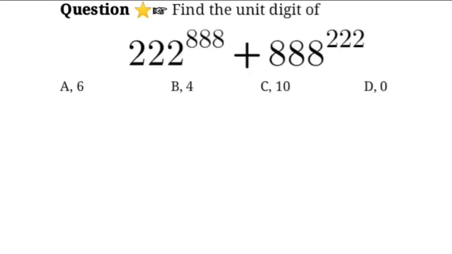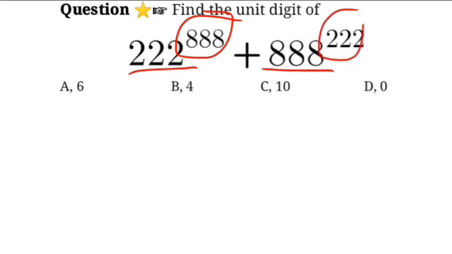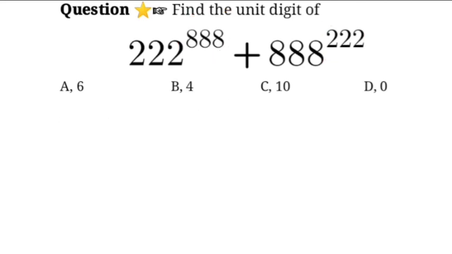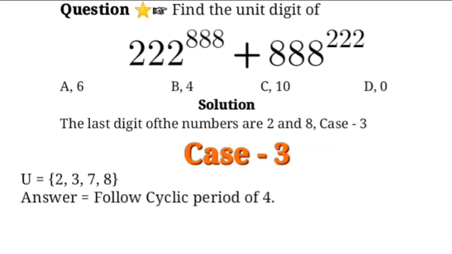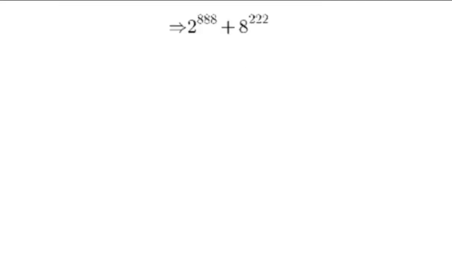Find the unit digit of 222 raised to 888 plus 888 raised to the power of 222. The last digits of the numbers are 2 and 8, so we need to use case 3. Case 3 says if the last digit is 2, 3, 7, 8, we need to use a cyclic period of 4. So 2 raised to 888 plus 8 raised to 222, we need to make these exponents factors of 4, or divisible by 4.